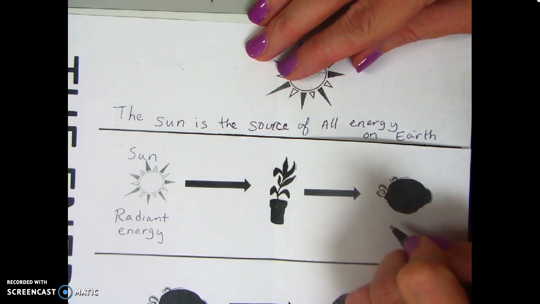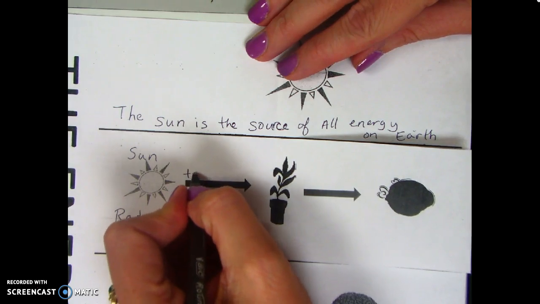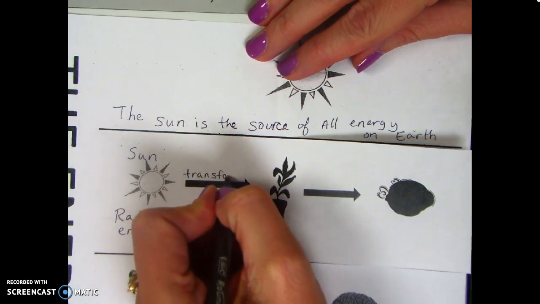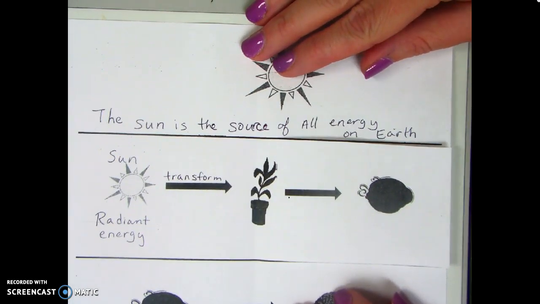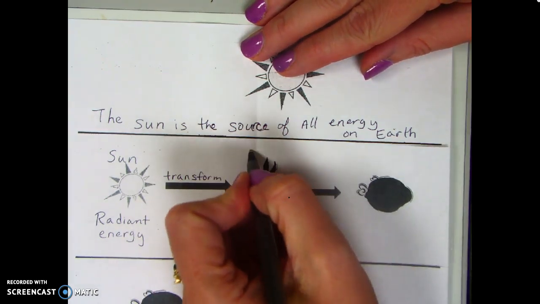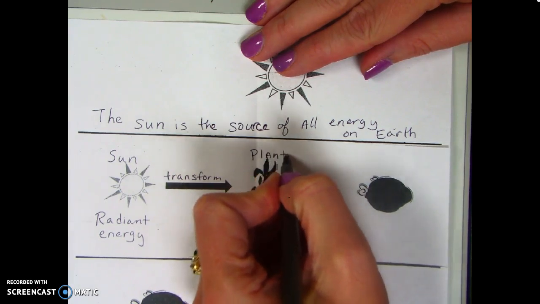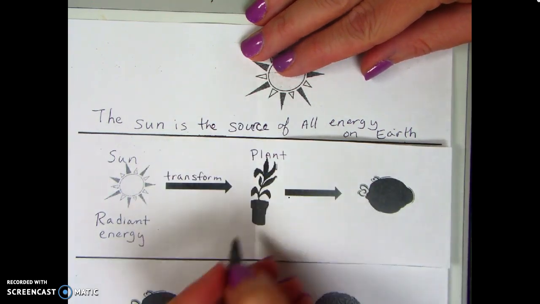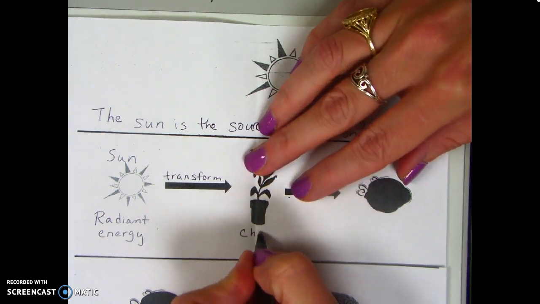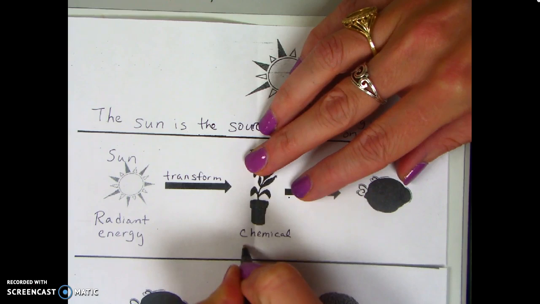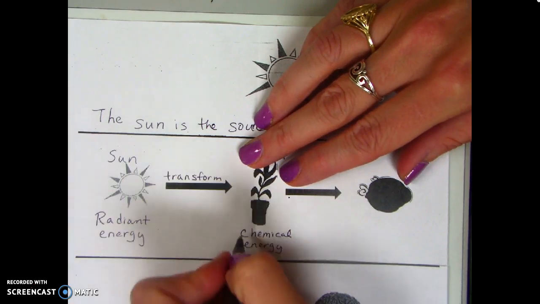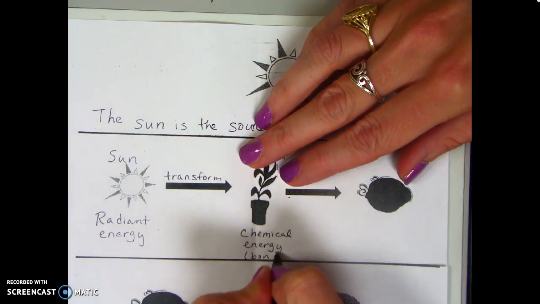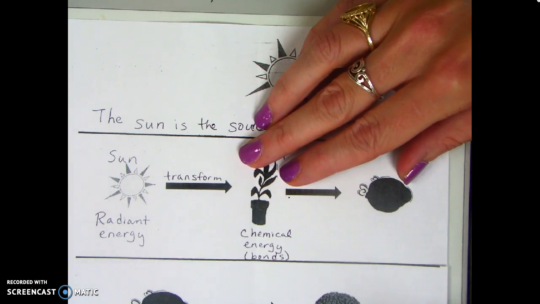And then we're going to transform energy. Each time we have an arrow, that arrow is going to represent transform. The energy is still going to be energy, but it's going to turn into a different form. So this is a plant. And what kind of energy is in the plant? Oh, the plant has chemical energy. Its energy is stored in bonds. Chemical bonds hold the energy.